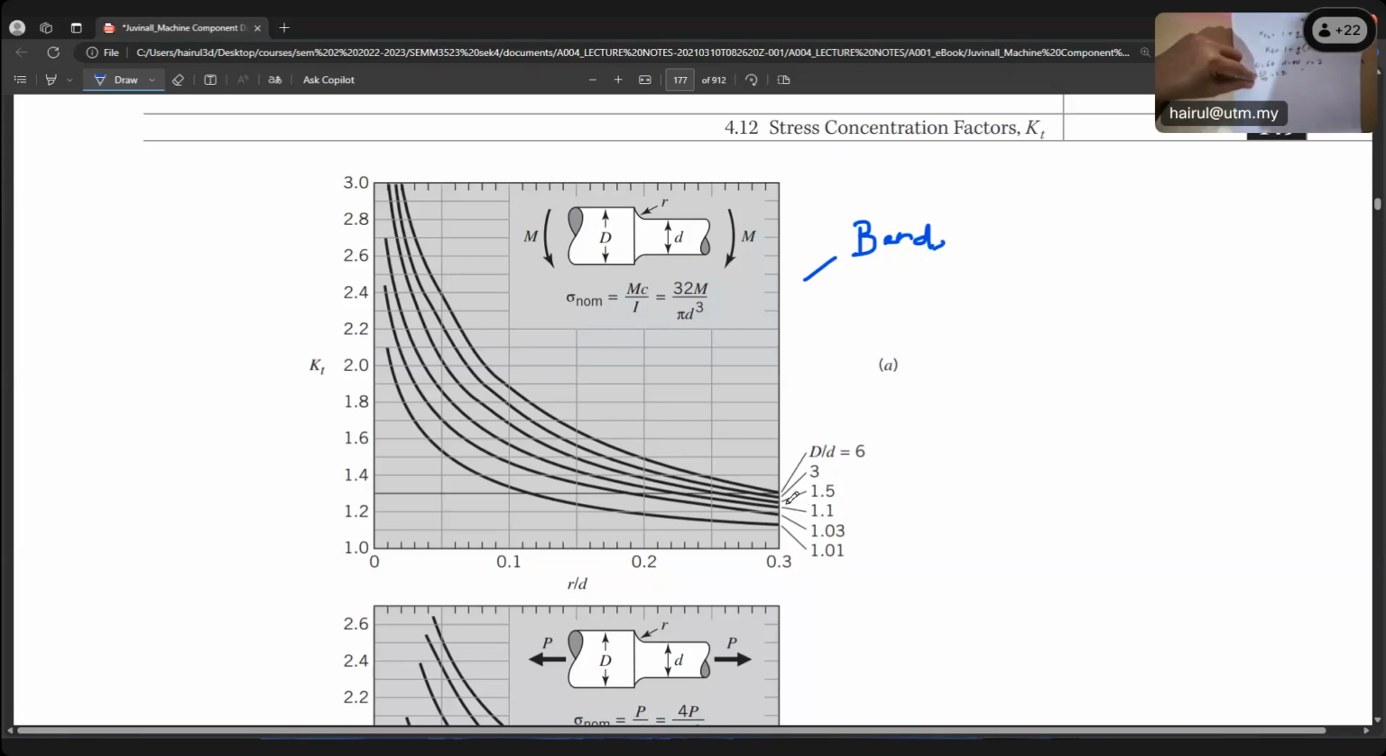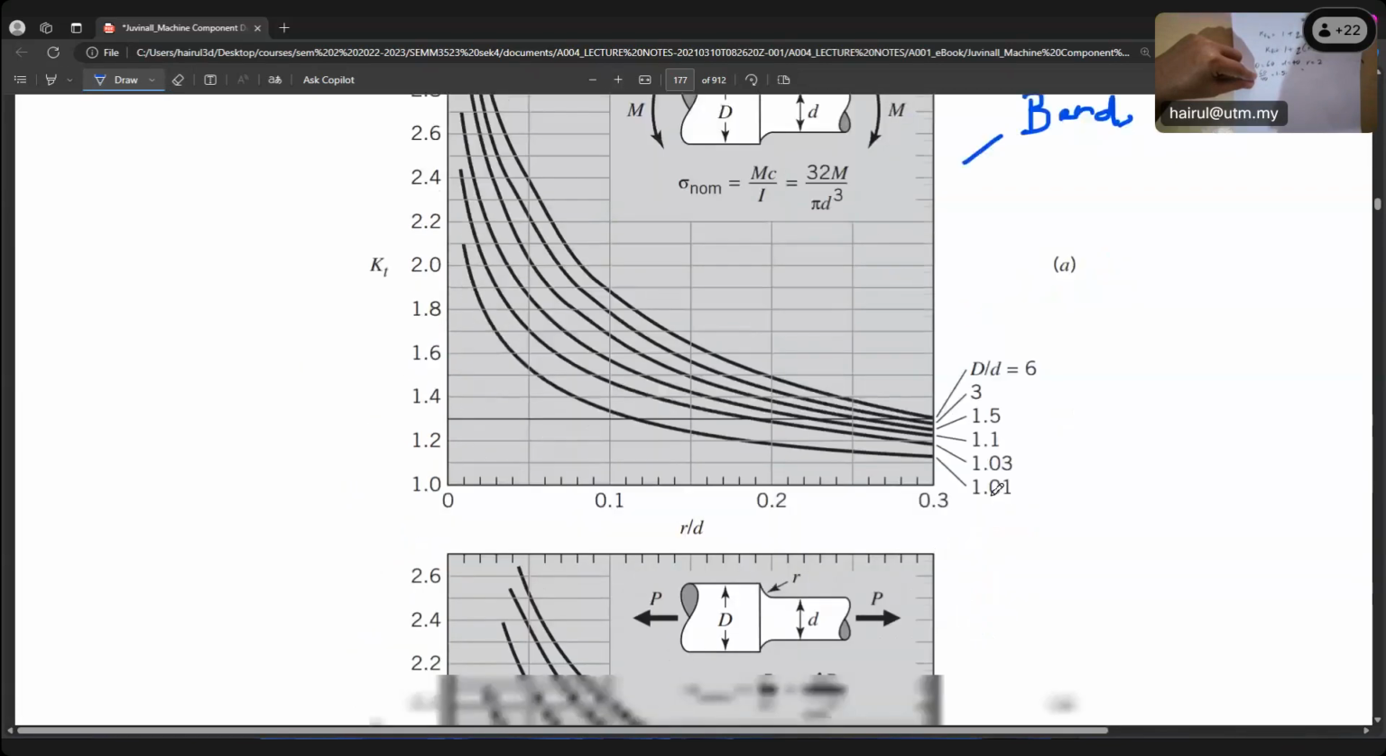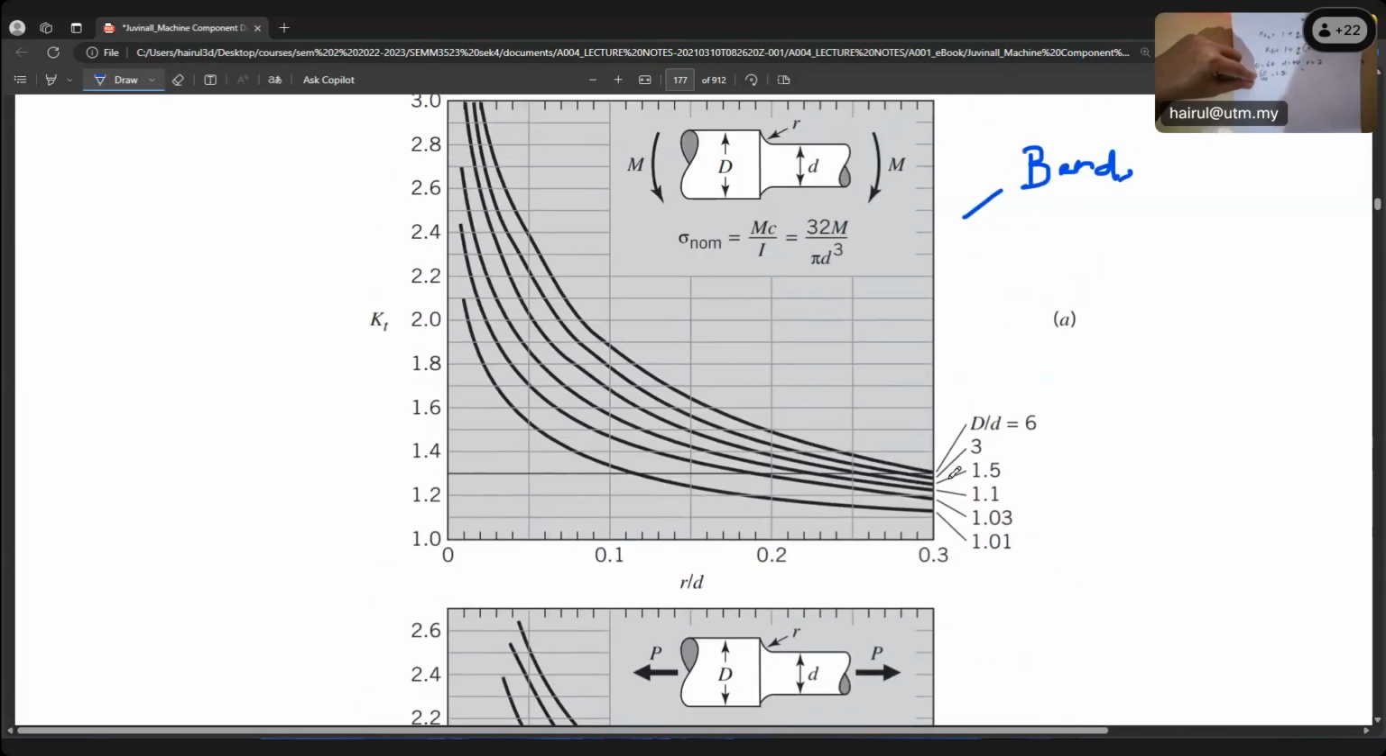So where is 1.5? Can you see it? You have to zoom in properly. Where is 1.5? The first one is 6, the second is 3. Can you see number 3? This is the line of 1.5 ratio of D over d, the third line, the third curve. Okay. But the x-axis is r over d.